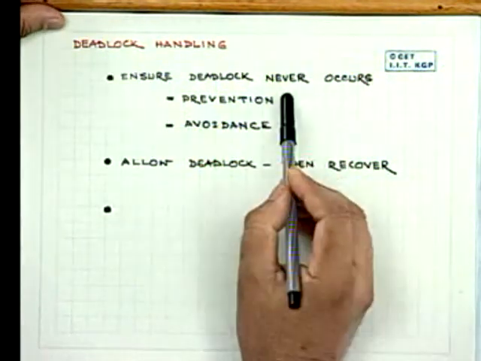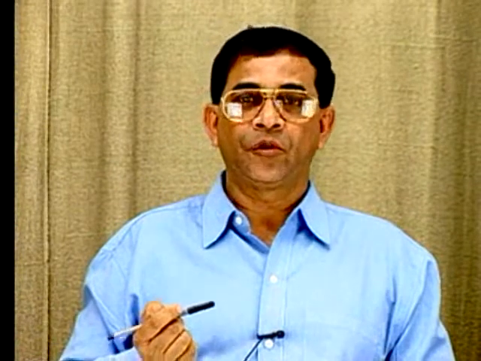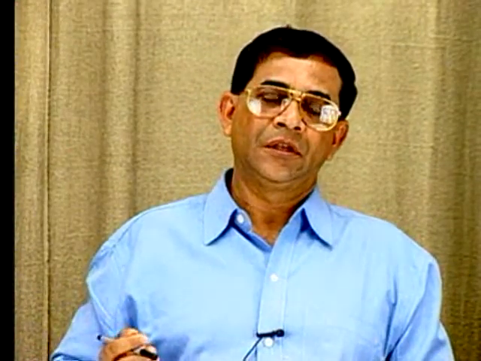Prevention and avoidance. Prevention is that you allocate resources from the very beginning in such a way that there is no possibility of a deadlock. And avoidance is that you go on allocating the resources, and every time you allocate a resource to a process, you check whether the situation is safe or not. That means whether after allocating this resource there is a possibility of a deadlock or not. If there is a possibility of deadlock, then don't allocate the resource to this process, let this process wait.